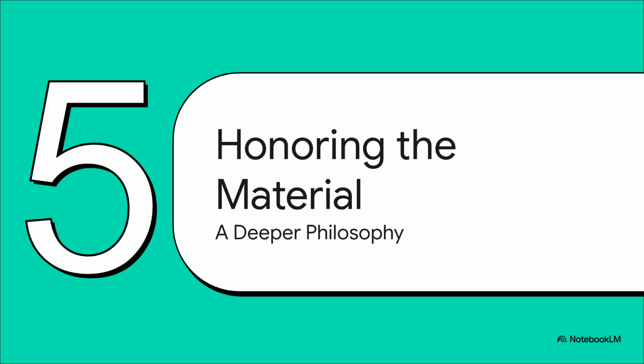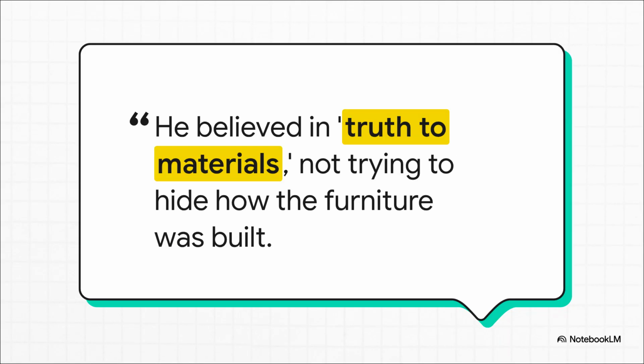But it's not enough to just know what a material can do. The really great designers and craftspeople, they have a whole philosophy about how materials should be used. And this brings us to a guy named Gustav Stickley. Stickley was a world-famous furniture maker who really pushed this powerful idea he called truth to materials. He believed that the material itself, the wood, the metal, was the star of the show. So to cover it up with paint or to hide how it was built was, in his mind, basically being dishonest.